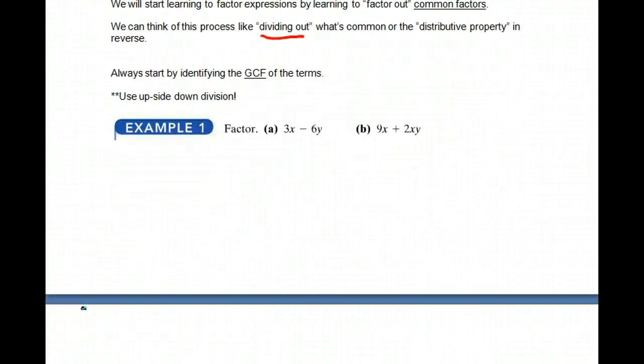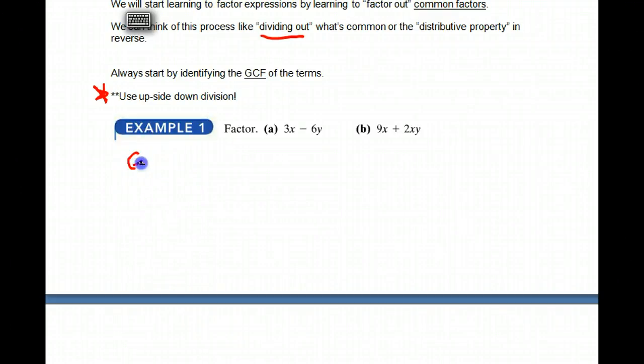The strategy that I'm going to teach you to do this is one that I like very much, and I call it upside down division. So let me show you how this works. As we look at example A, the first step is to identify the GCF between the two terms that we have here. We have 3x and we have negative 6y. Those are our two terms. So we're going to start by identifying the GCF.